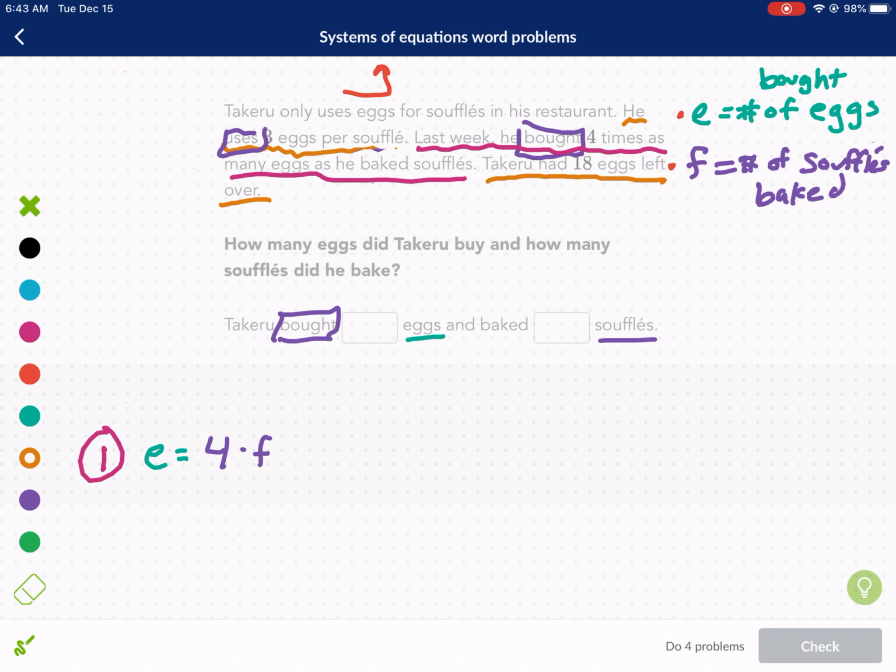Now, how do we form this second equation? Well, if he bought, we have to use the first part. He uses 3 eggs per souffle. So he uses per souffle, he uses 3 eggs. So for this equation, we're going to circle this completely. We're going to say per souffle, I'm looking for my yellow or purple. Per souffle, he uses 3.